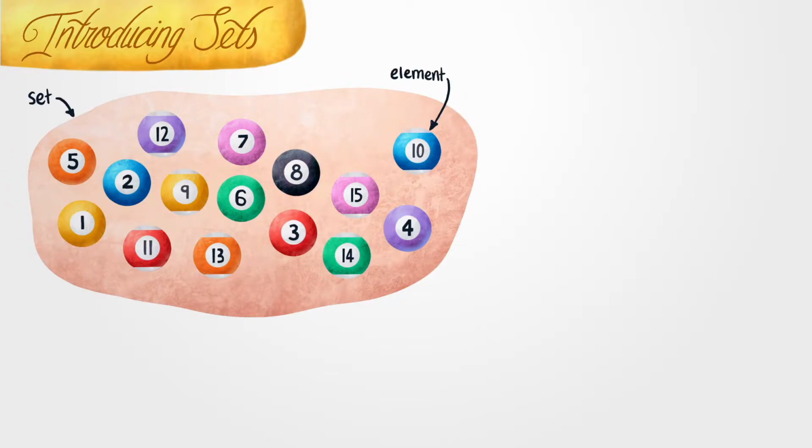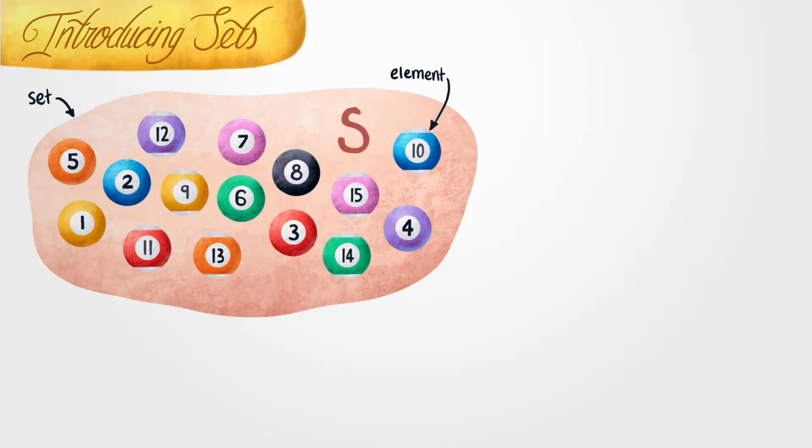Now this diagram that I've drawn here is usually called a Venn diagram, and it doesn't really matter where you place each individual ball. The only thing that does matter is whether or not the ball is inside the set or outside the set. Usually, we denote sets with a capital letter. So for example, let's imagine that we call this set S.